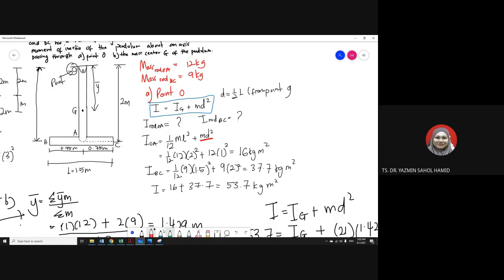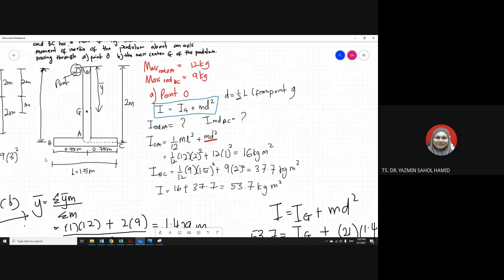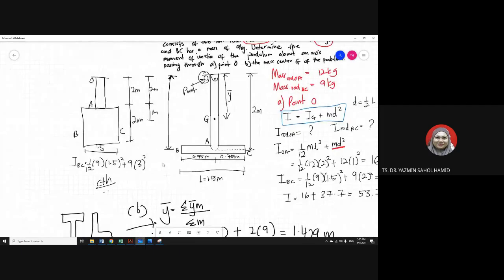Okay, sekarang ni saya ada satu situation lain. Saya just nak bagi you all gambaran. Saya nak check. Okay, let's say gambar yang kat sebelah ni pula. Dia ada rod OA, panjang dia 2 meter. Rod BC, panjang dia 2 meter, lebar dia 1.5 meter. Okay, anggaplah dua-dua ni rod. Kita masih pakai formula rod yang 1/12 ml square. Cuma saya punya drawing ni tak proportionate lah.